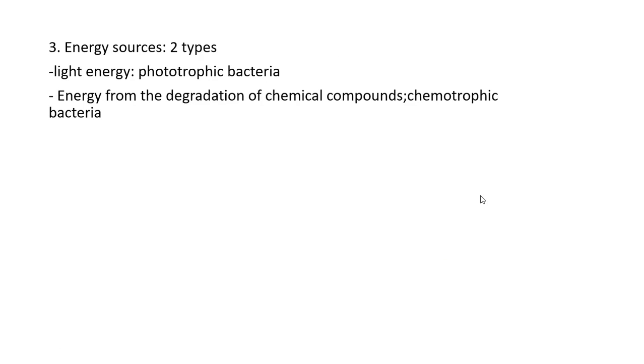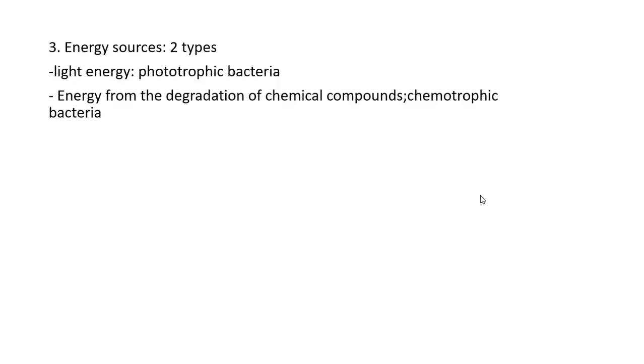Concerning the third criteria by which bacteria are classified, we have the energy sources. Based on this, we have two types. The first one is light energy. Some of the bacteria are phototrophic bacteria, which means that they are photosynthetic, such as the cyanobacteria.